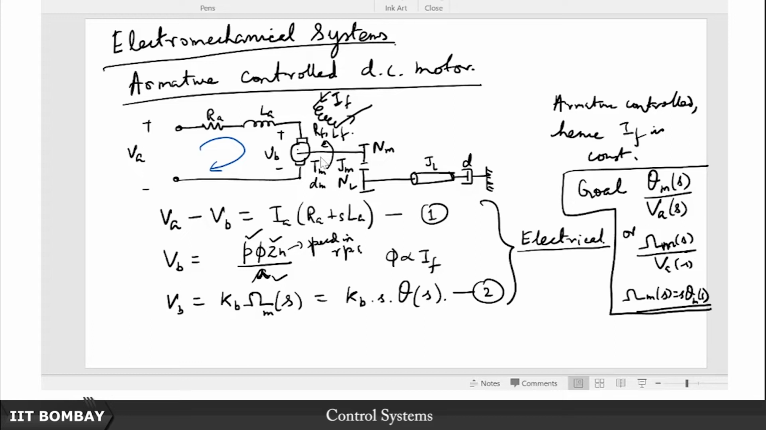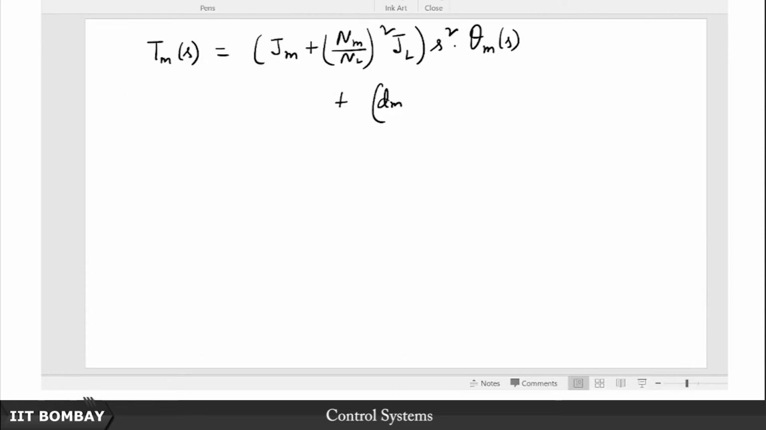So all that you need to do is keep the Jm on the secondary side, this will be intact. The Jm remains intact. Whatever is being reflected from this side, that is the only variable that gets transformed through this gear ratio. It is exactly like in a transformer. Then you have (Nm over Nl) whole squared times D, let me call it Dl, and this times s theta m(s).